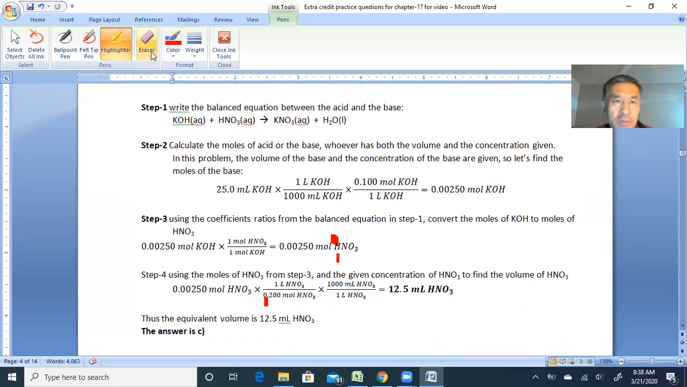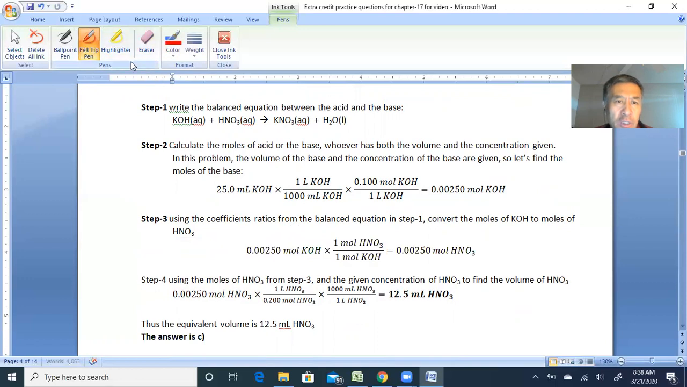So next step is using the coefficient ratio, convert the mole of the base into mole of the acid. So we find out from step 2, we have this much mole of the base. The mole ratio between the acid and base is 1:1 from this equation. So therefore, we have 0.00250 mole of the acid.